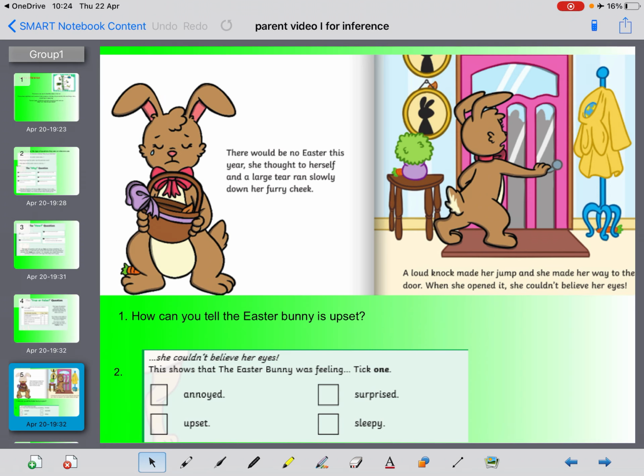We could look for where it says a large tear ran slowly down her furry cheek. Second question, she couldn't believe her eyes. This shows the Easter bunny was feeling annoyed, surprised, upset or sleepy. The correct answer would be surprised.